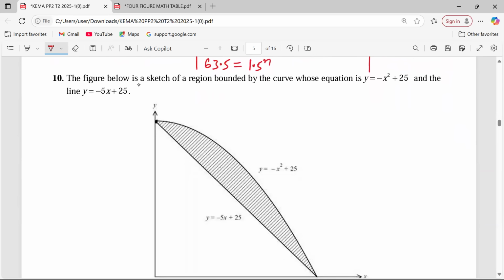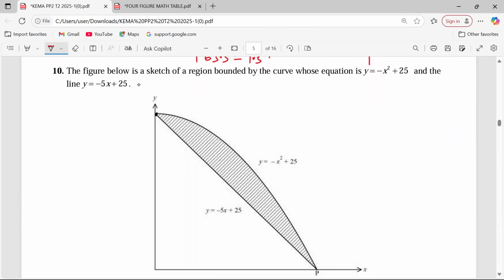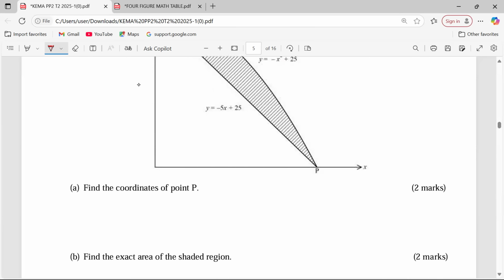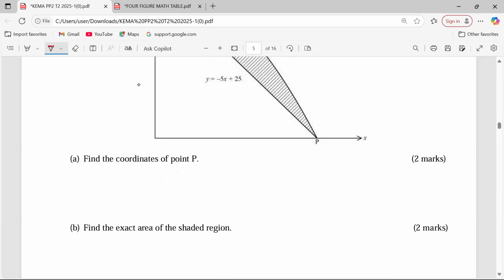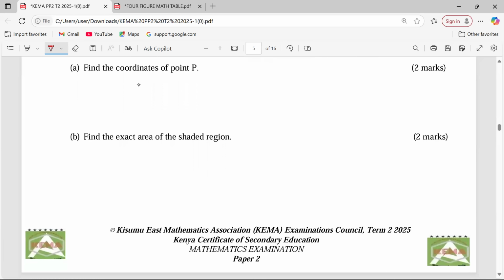Taking you now to number 10 of this. The figure below is a sketch of a region bounded by the curve whose equation is y equals negative x power 2 plus 25, and the line which is y equals negative 5x plus 25. Find the coordinates of P. Look at P, where it is. And again, we are also told to find the exact area of the shaded region.